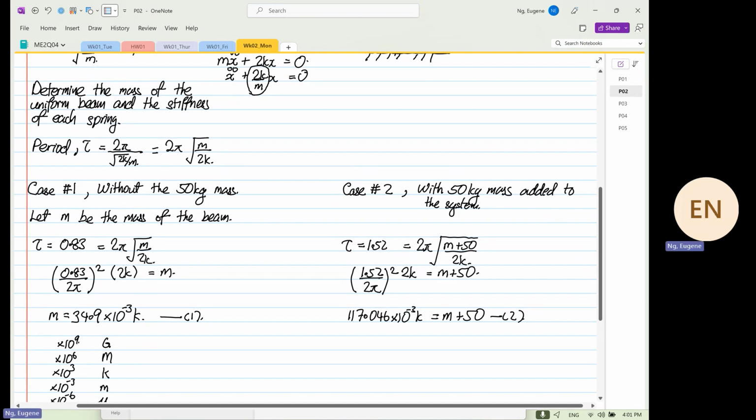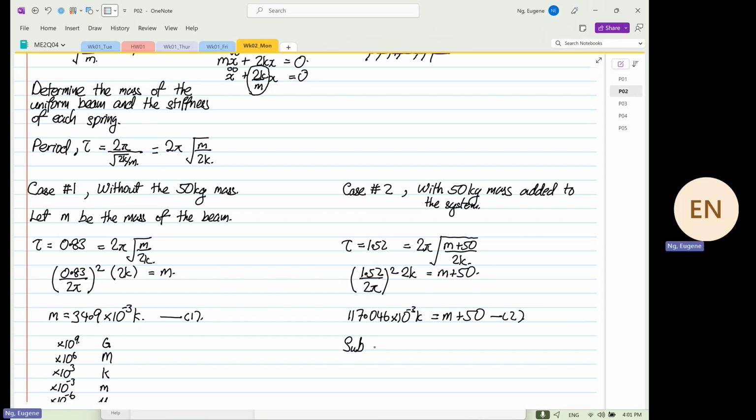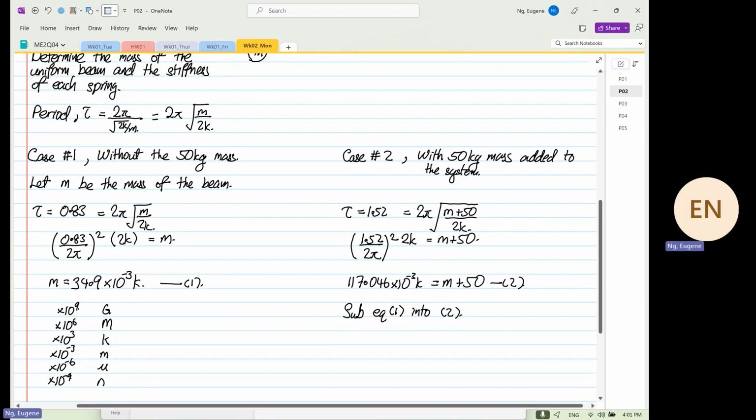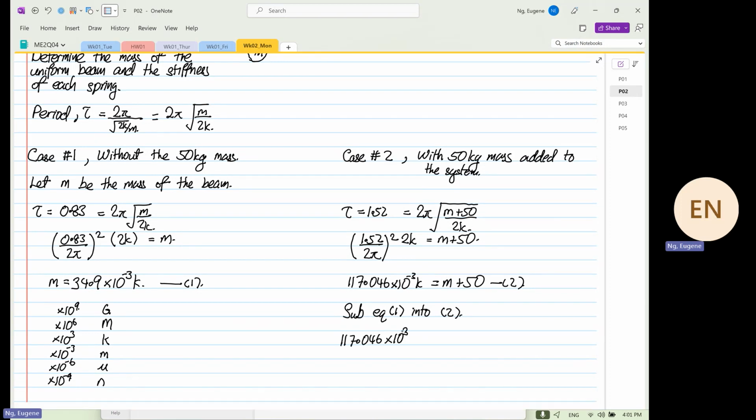From here, we're going to substitute equation 1 into equation 2. So this is equal to 117.046 times 10 to the power minus 3, I beg your pardon, small k is equal to 34.9 times 10 to the power minus 3 small k, plus 50.